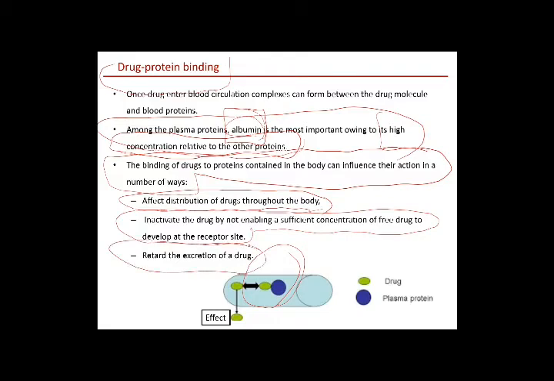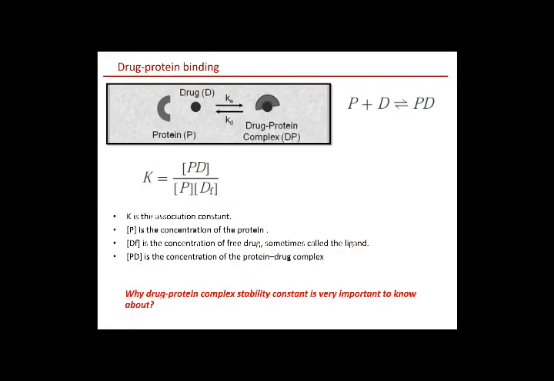Another mechanism by which protein binding can affect the role of drugs is by affecting the drug excretion, because a drug may not be able to pass through membranes in the kidney to be excreted. The drug has to be free to be excreted, and vice versa. And these are certain ways that protein binding can affect the role or action of drugs in our bodies.